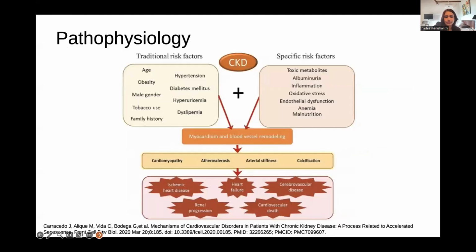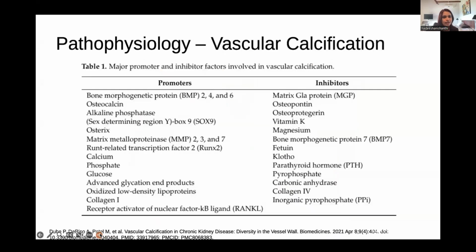When you take the pathophysiology, the risk factors for chronic kidney disease and for cardiovascular disease are similar, right? Elderly age, obesity, hypertension, diabetes mellitus, hyperuricemia, dyslipidemia, and family history are risk factors for chronic kidney disease, as well as specific risk factors like oxidative stress, albuminuria, toxic metabolites, and inflammation. Those are risk factors for both chronic kidney disease and cardiovascular disease, linking each other. And when the eGFR is lower and the UACR is rising, the risk of heart failure is rising in chronic kidney disease patients.